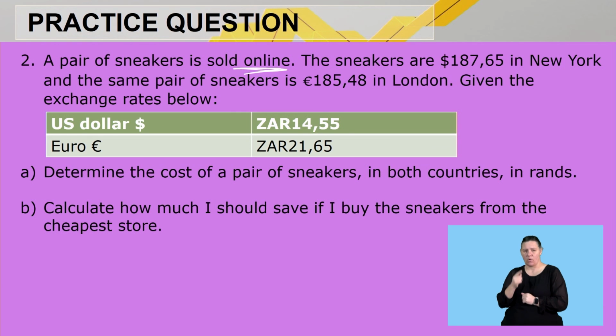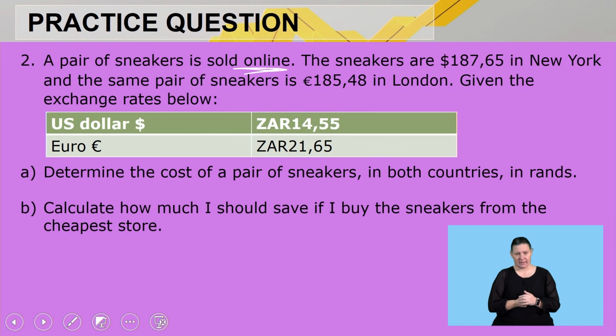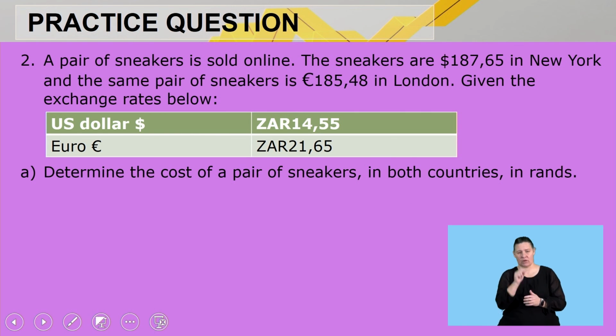So number A, we are to determine the cost of a pair of sneakers in both countries in rand. And number B, we are to calculate how much I should save if I buy the sneakers from the cheapest store. Now, let us look at number A, working out how much we are going to pay in both countries.